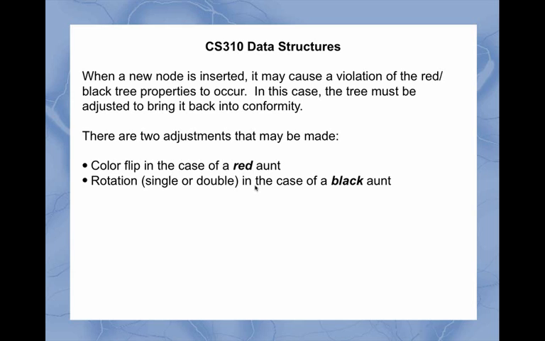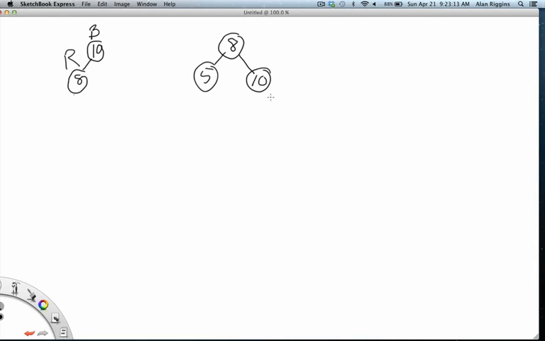So when you insert a new node, it may cause a violation because of having 2 reds in a row. In this case, you have to adjust the tree in some way to bring it back into conformity. So there are 2 adjustments that can be made. A color flip, in the case of a red aunt, and a rotation, either single or double, in the case of a black aunt. So let me show you the 2 conditions that we're talking about.